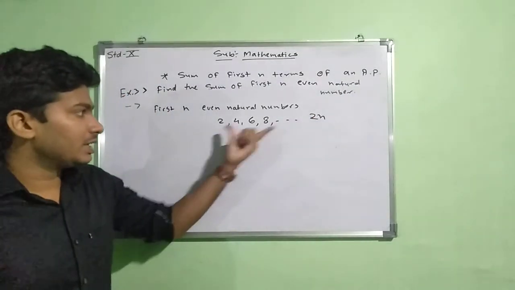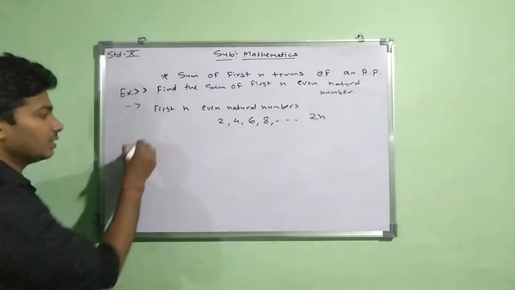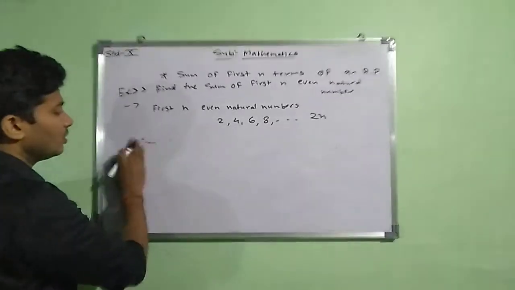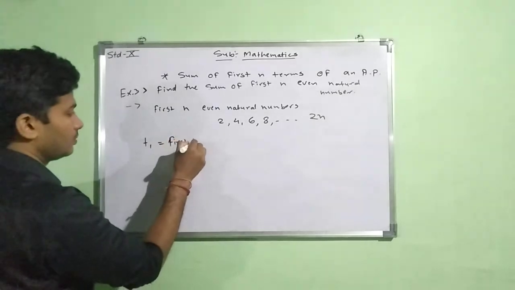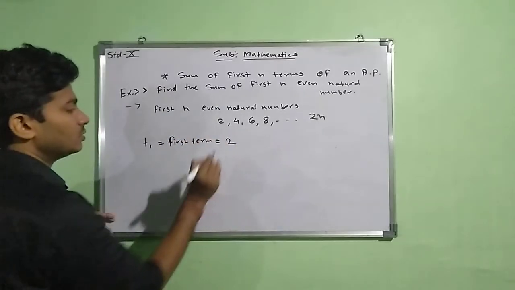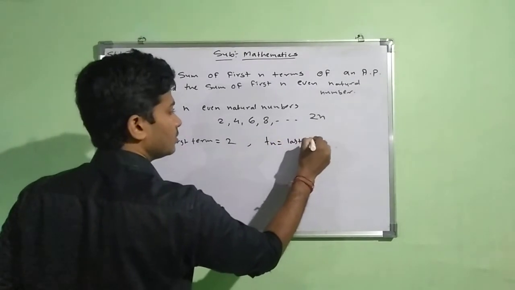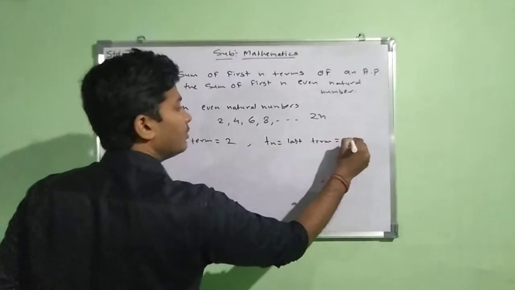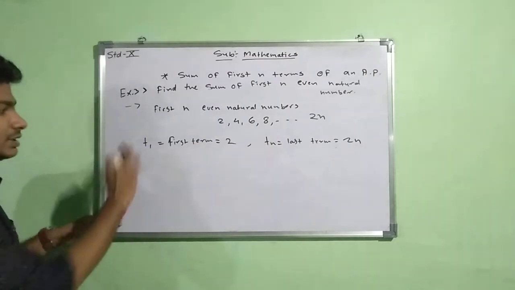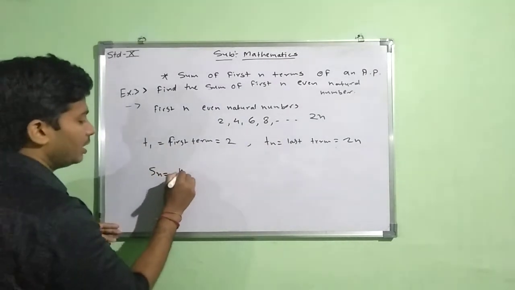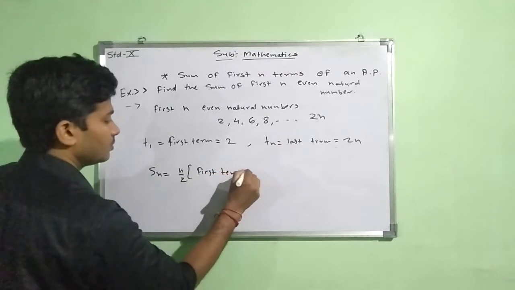Now if you look at that arithmetic progression 2, 4, 6 and so on up to 2n, we can say here the first term, which is denoted by t1, is 2, and the last term tn is 2n. Now as we have the first term and last term, we can use our formula to find the sum, which is Sn is equal to n by 2 inside the bracket first term plus last term.